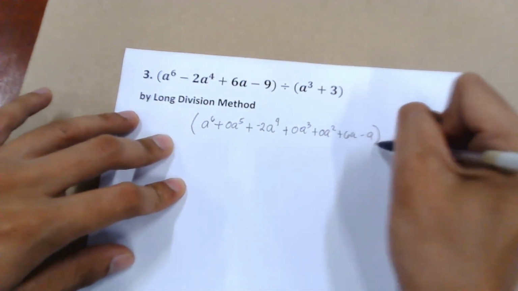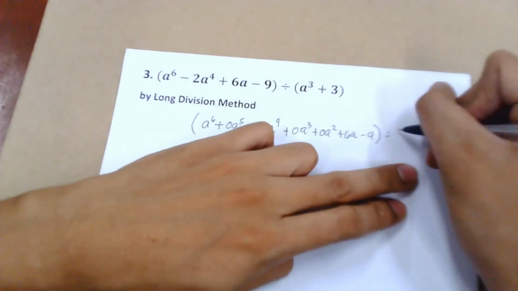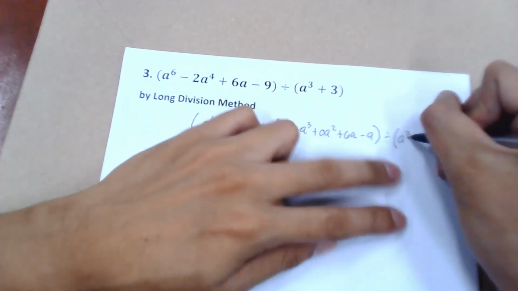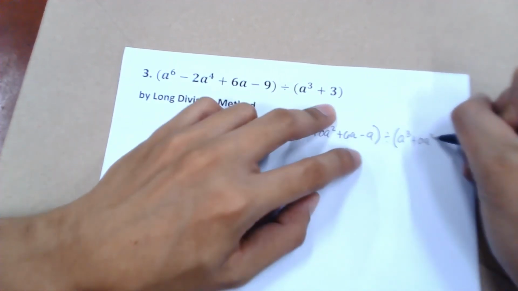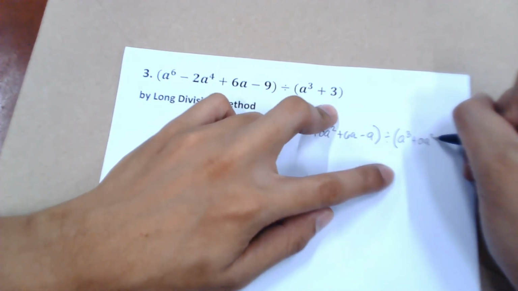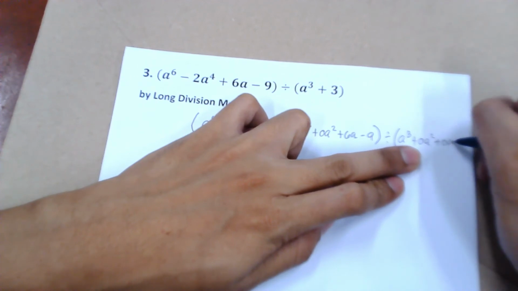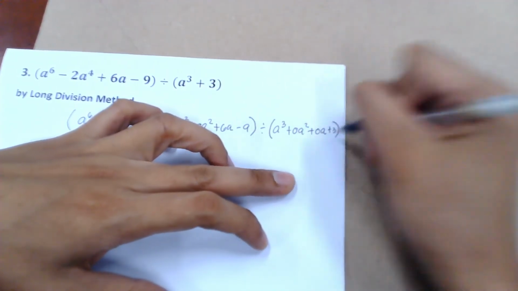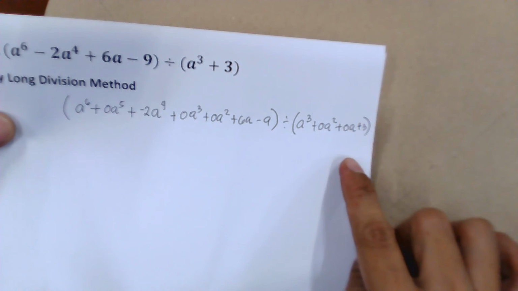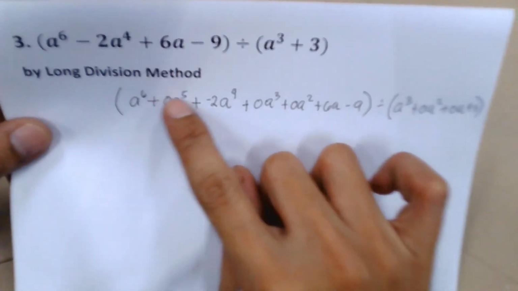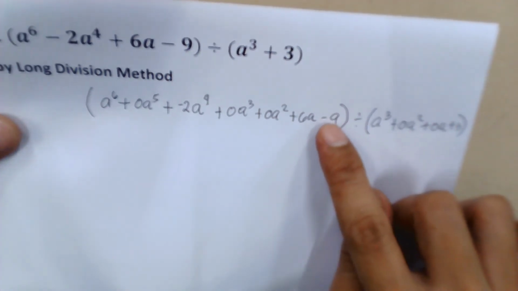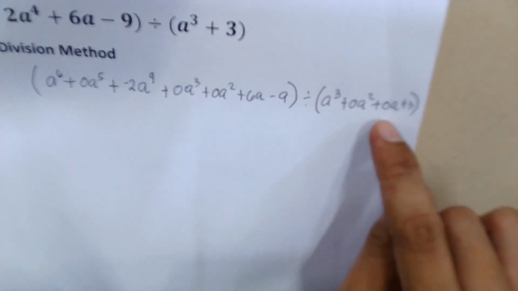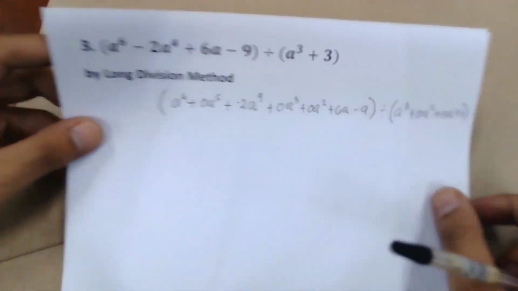So this is now the dividend, while the divisor, which is a cubed, there is no squared, so plus 0a squared. There is no 1, or the exponent 1, so that is plus 0a. Next, there is the constant, which is 3. So we have now this one. If it is already arranged in descending order of powers with the missing terms, it is already complete. Now, with the divisor, we can divide the polynomial using the long division method.